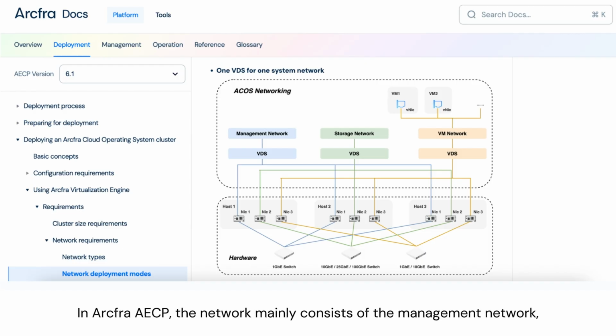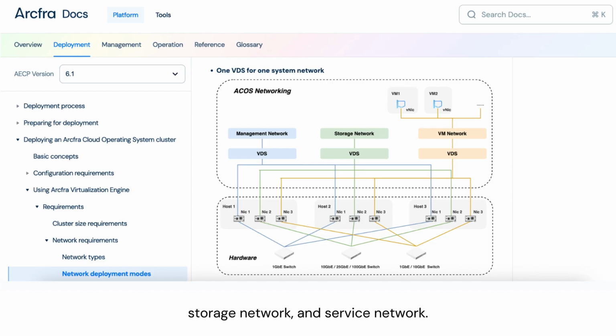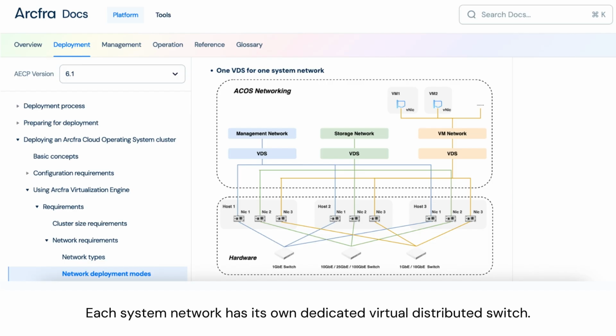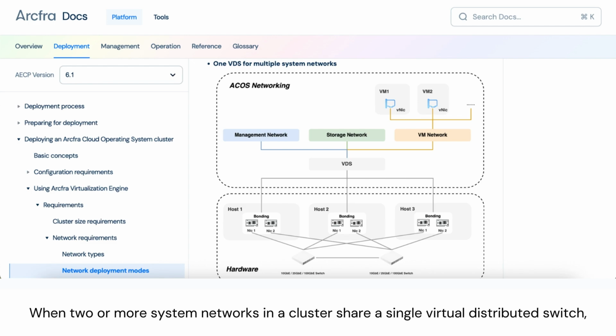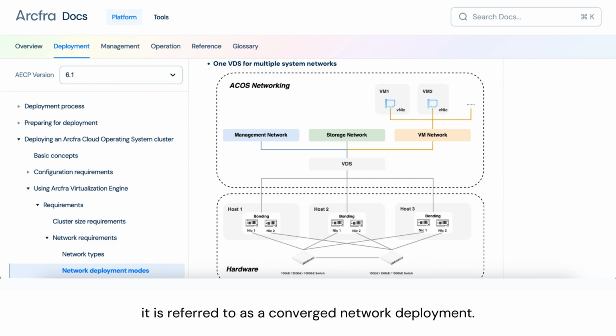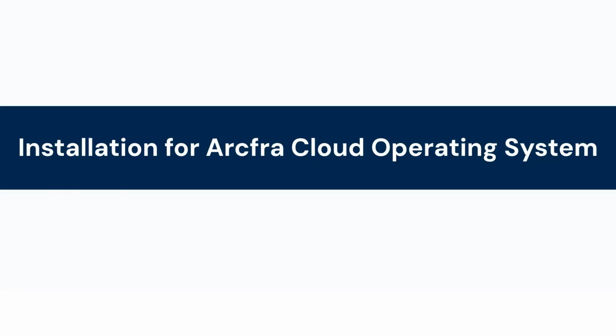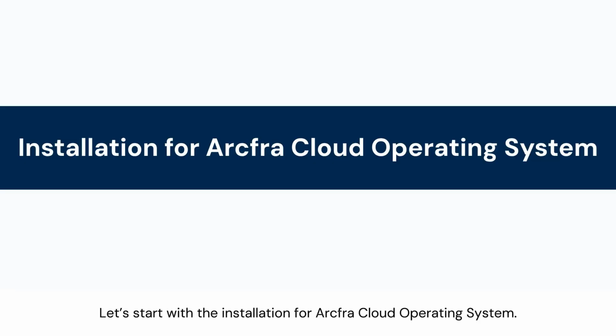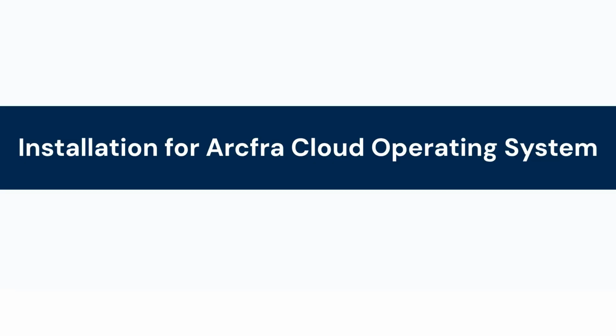In Arcfra AECP, the network mainly consists of the management network, storage network, and service network. Each system network has its own dedicated virtual distributed switch. It is referred to as a separated network deployment. When two or more system networks in a cluster share a single virtual distributed switch, it is referred to as a converged network deployment. Let's start with the installation of Arcfra Cloud Operating System.